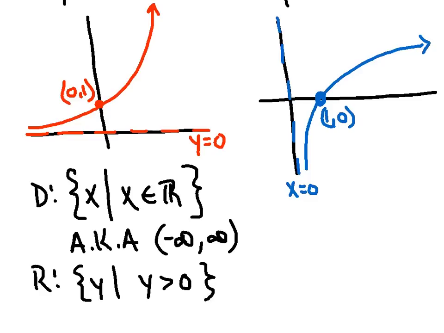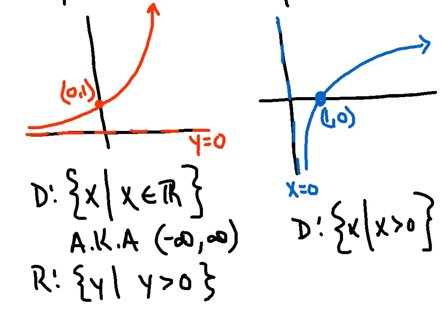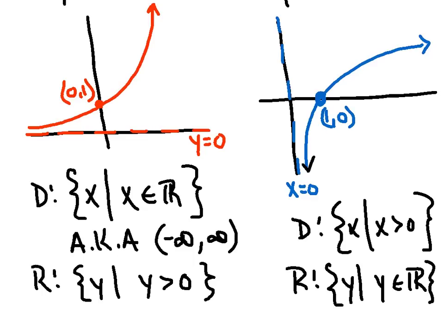Switching over here to the natural log function, the domain this time is going to be all x values such that x is greater than 0, aka everything to the right of the y-axis. And then the range is going to be all y values such that y is an element of the set of real numbers. And again, that just means it goes infinitely low and infinitely high.